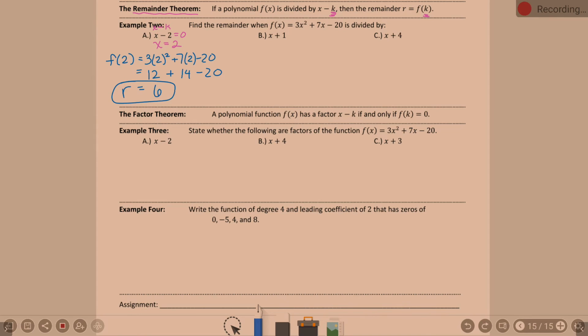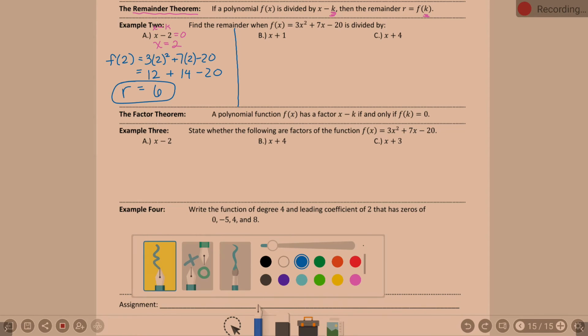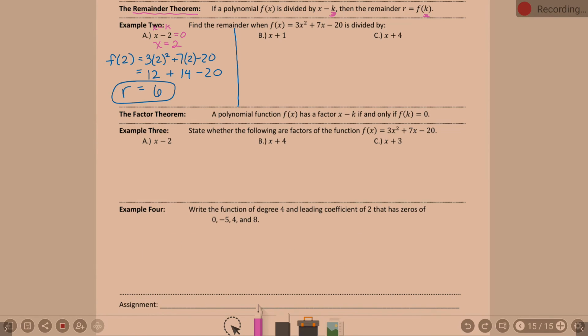Okay. So B, can you do B? If they want to know what you get as a remainder when you divide x plus 1 into 3x squared plus 7x minus 20, what do we know here? What value am I going to use for k? Negative 1, right? Because x minus negative 1 would give you the x plus 1. So your k value is negative 1, so I'm finding f of negative 1.